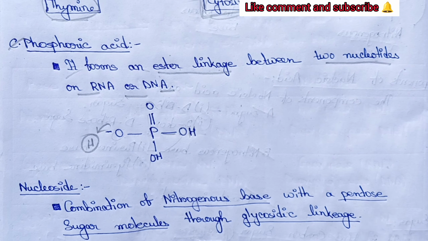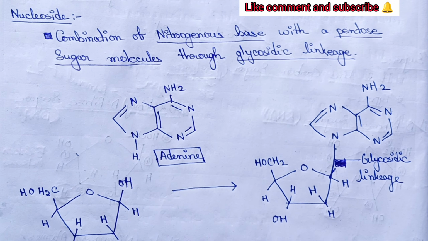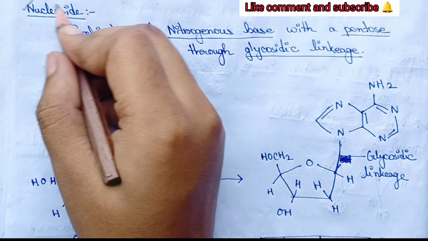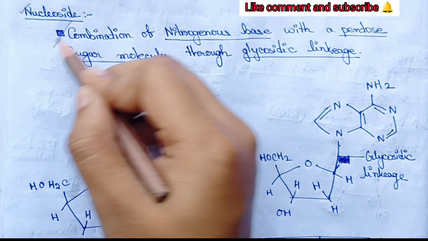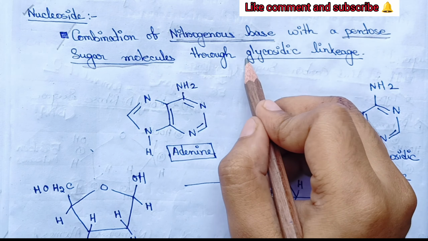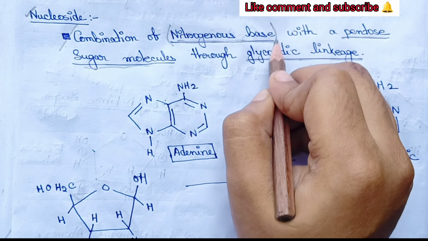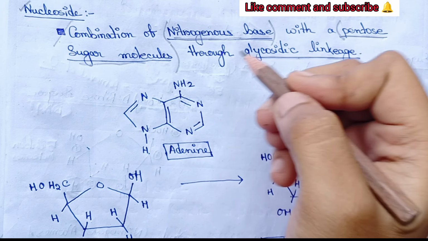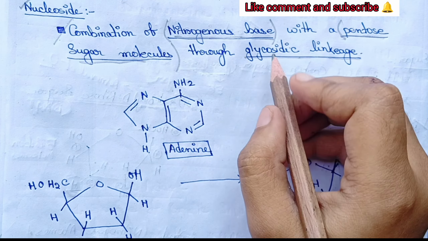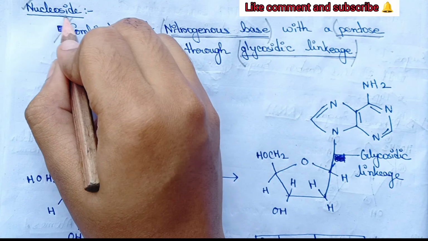Then nucleoside. So nucleoside is the combination of a nitrogenous base and a pentose sugar molecule through the glycosidic linkage. So when a nitrogenous base and a pentose sugar are bonded with each other through the glycosidic linkage, they form a nucleoside.